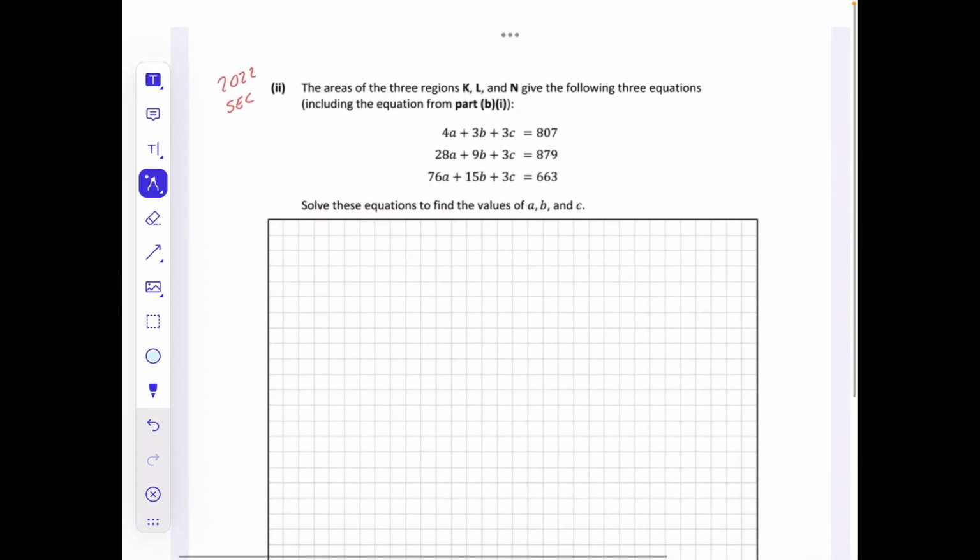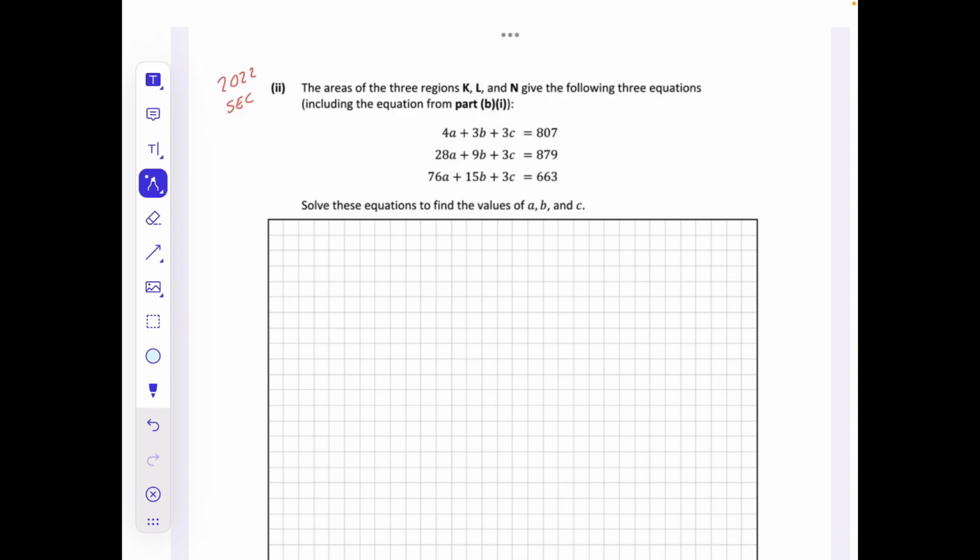Okay, so we're going into our exam questions now. This came up in 2022. Now, I thought there was two kind of tricky bits about this. You'll notice when you read this question, the areas of the three regions, K, L and N, we don't know anything about that. I've taken this from a much longer question. But regardless of that, we should still be able to spot.